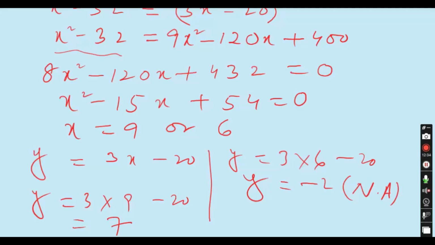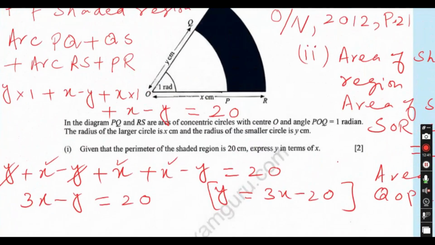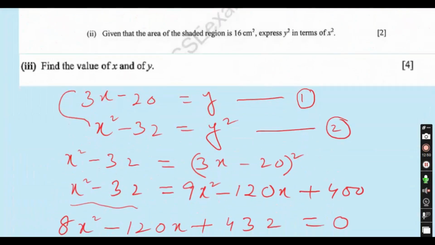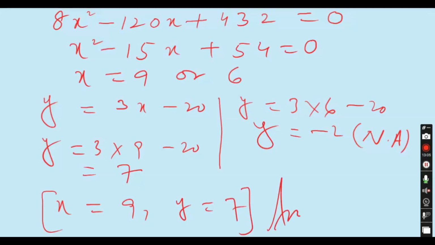Why? Because you can see in the question, y is the radius, and radius is a scalar quantity, meaning a positive quantity. Radius can never be negative. So we have to discard this value minus 2. The final answer is x is 9 and y is 7. This is our final answer.